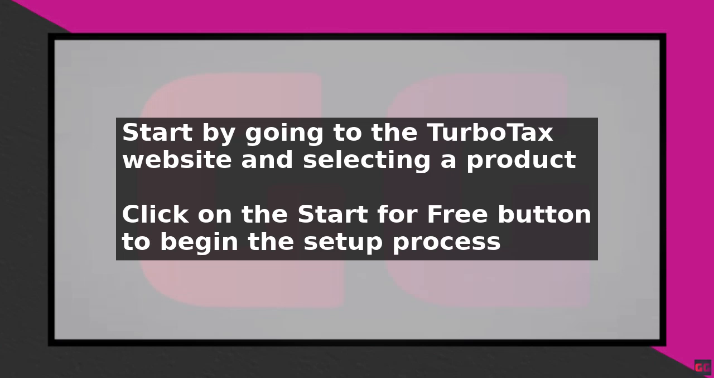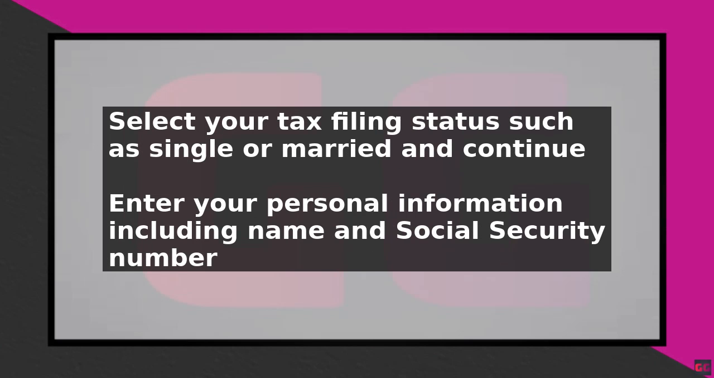Next, you will be prompted to select your tax filing status, such as single, married, or head of household. Choose the correct status and click Continue. You will then be asked to enter your personal information, including your name, address, and social security number. Enter this information accurately and click Continue.